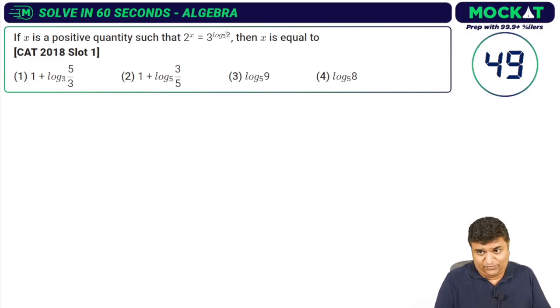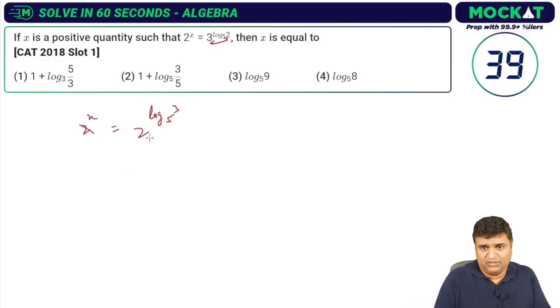When you have it in this form, you know that these two can be switched. And I'll do that because I have 2 power something. So 2 power x equals 2 power log 3 to the base 5. 2 knocked off, x is nothing but log 3 to the base 5. So which of these over here is log 3 to the base 5? I have log 5 to the base 3. I don't want this. Log 3 to the base 5.